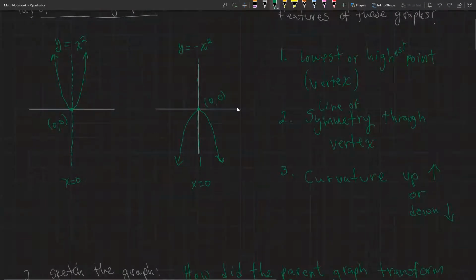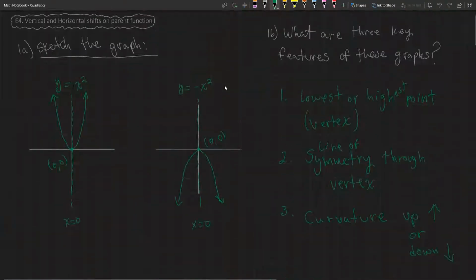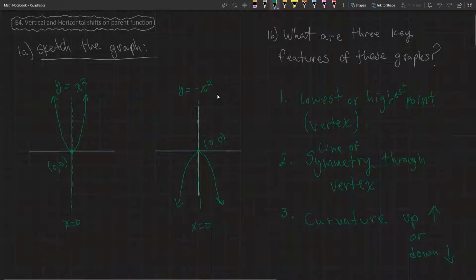This is our first transformation. That was pretty simple, but more advanced stuff in the next few numbers. And I want to emphasize which one of these 2 was curving up. Here we go. Look at the arrows. This one's pointing upwards, therefore curving up. Look at the arrows. They're pointing down, so therefore curving down. All right. Keep that in mind.